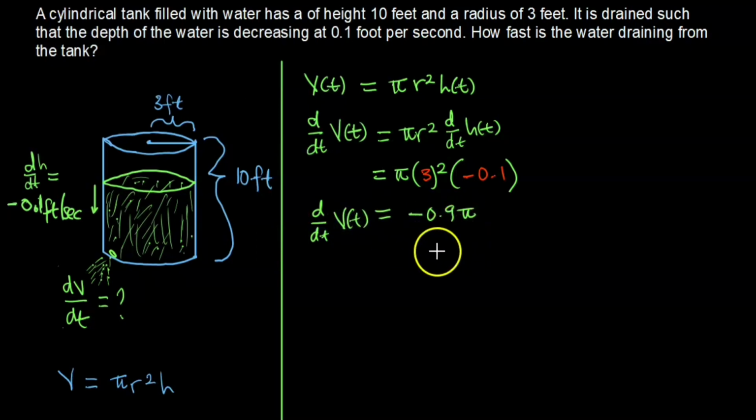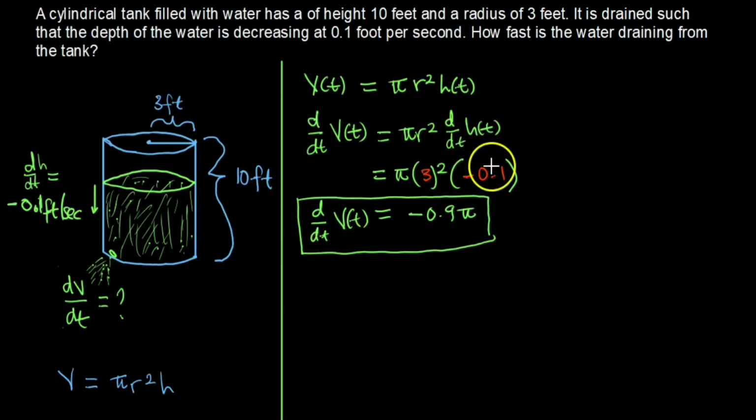So that is the rate at which the volume of the water is reducing. In other words, the volume of the water is draining. So how fast? Oh, sorry, I didn't take note of the unit. Very important, the unit should be in volume per second. In other words, let me write it out: 0.9 pi cubic feet per second. So you don't forget that.